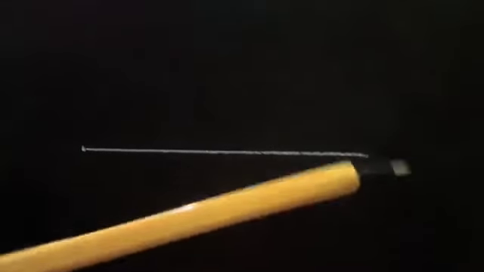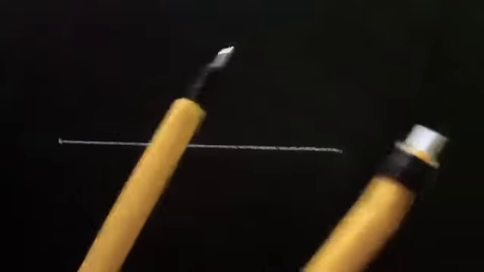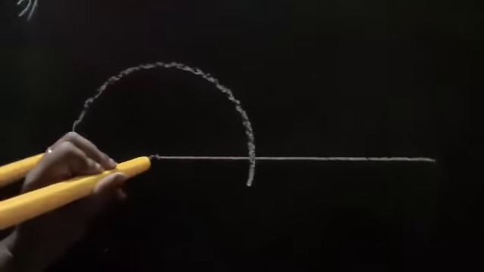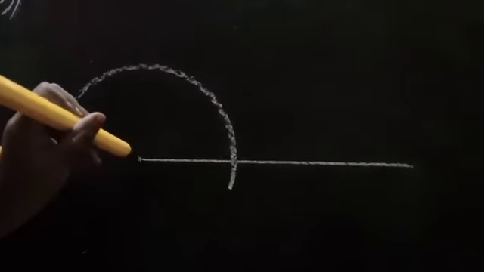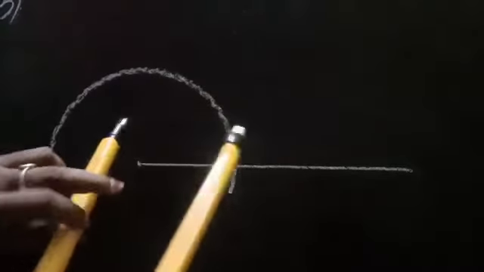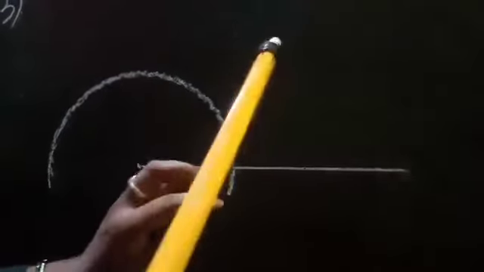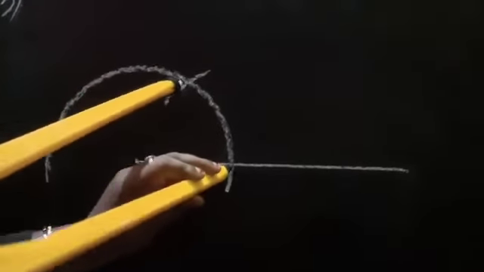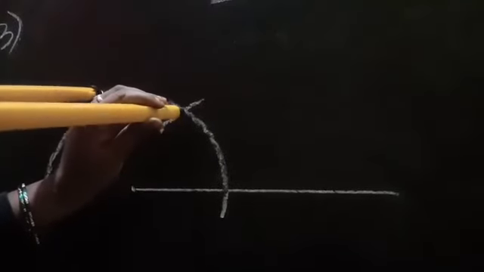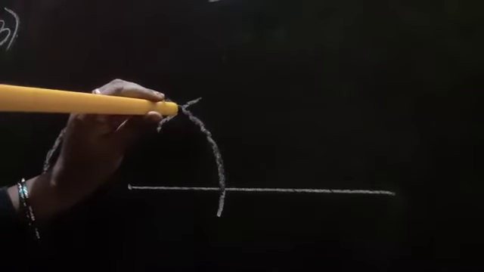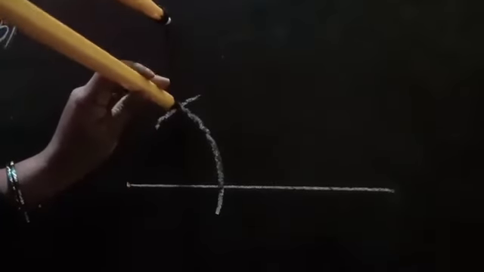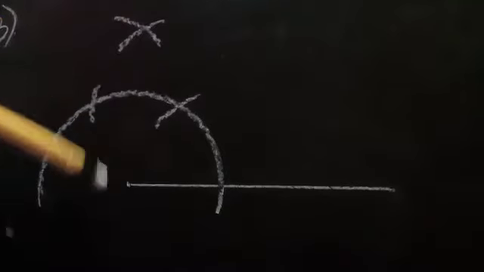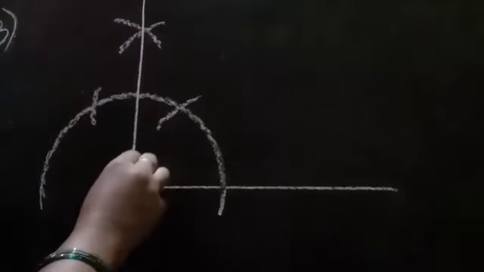Without measurement we have to take a compass and draw a semicircle. Then we should not change the length of the compass. From here make one more arc with the same measurement, first arc. Again from first arc to second arc we have to draw. From here to here we'll do third arc. If you join, we'll get 90 degree.